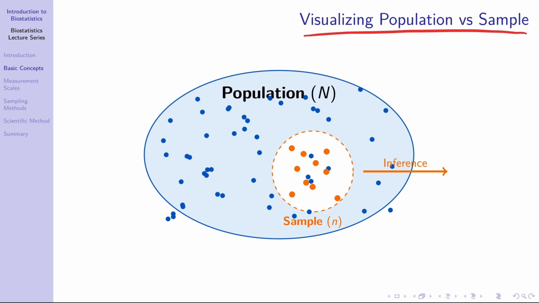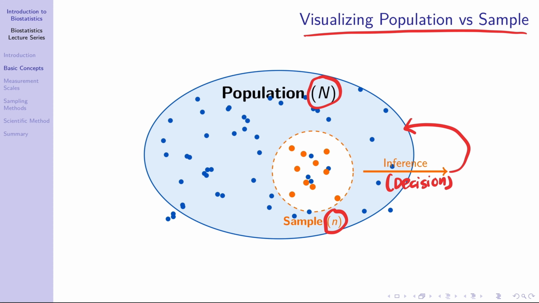So how do we visualize this? If you take the entire blue circle to represent the population, the population is generally referred to with an uppercase N. The orange dots here represent the sample, which is the lowercase n. From the sample, we draw an inference, which is basically we make a decision based on the study that we conduct on the sample, and then we apply that decision onto the population itself.